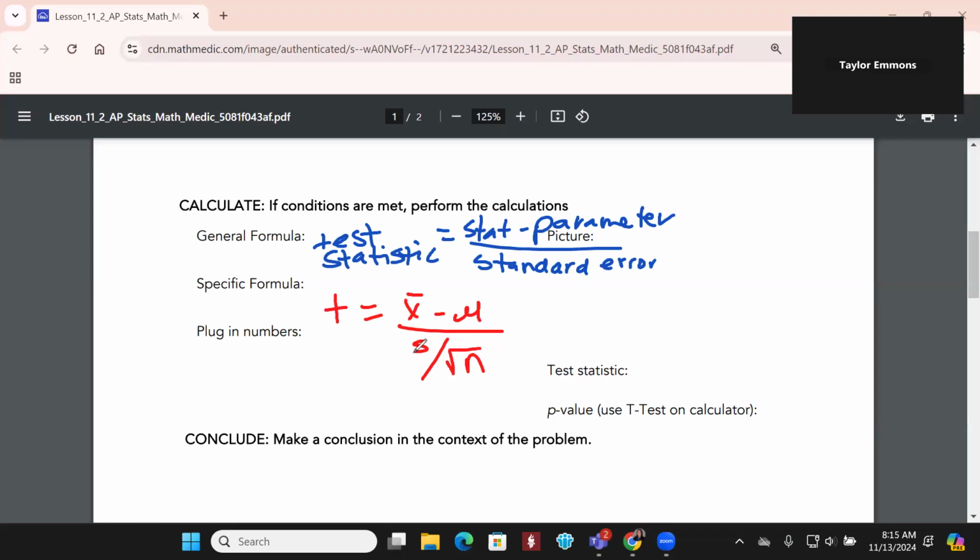Okay. We're going to plug in the numbers. So we get 98.237 minus 98.6 divided by 0.822 divided by the square root of 32.